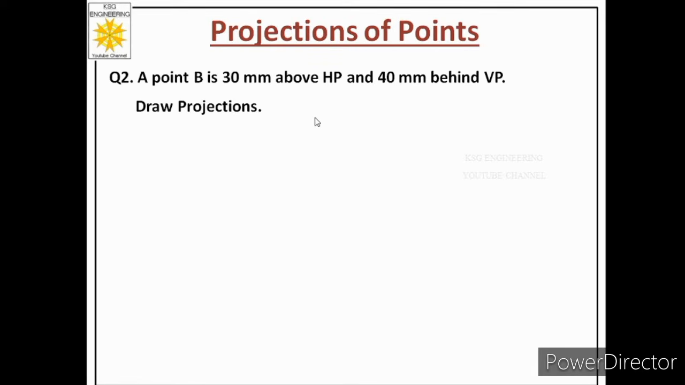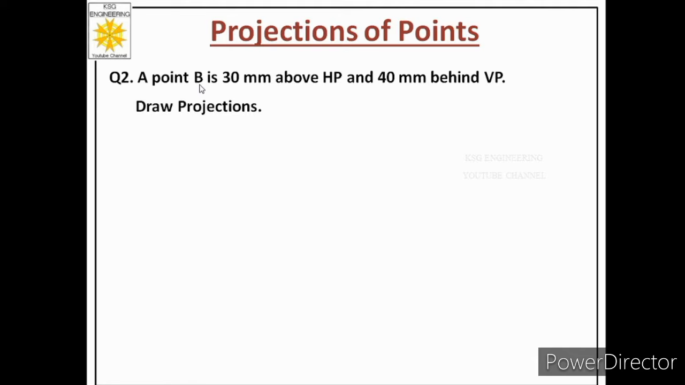Now we will understand the second case of point. Now let us read the statement first. A point B is 30 mm above HP and 40 mm behind VP. Draw projections. So by projections we mean we have to draw front view and top view of this point.